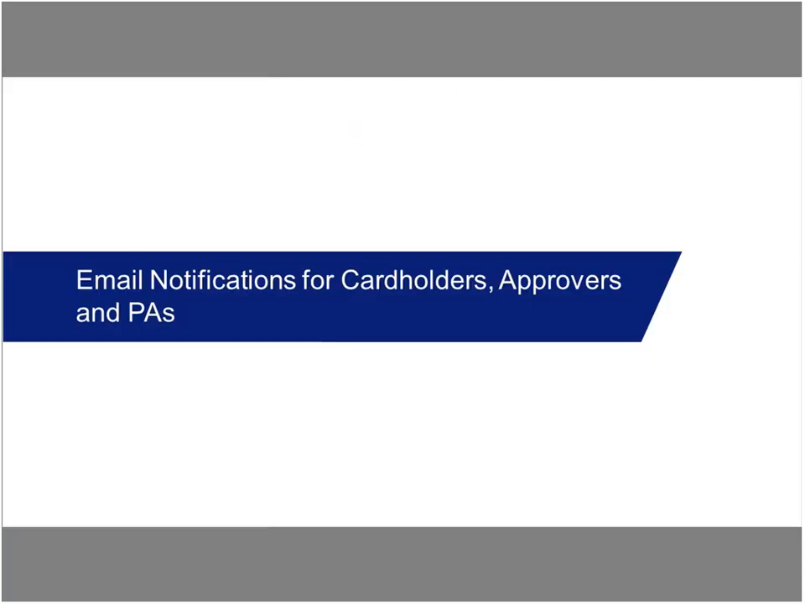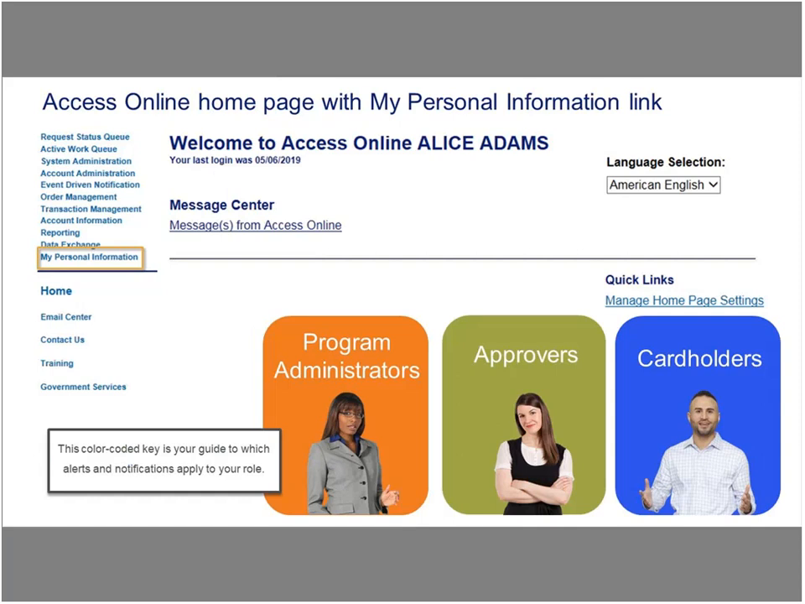So we'll start with email notifications. And the email notification options are located under My Personal Information in the home page, and these are available for all groups. We've made these color-coded boxes here, so these will make more sense in a second, and it'll help you a little bit with the guide of which email notifications are relevant to which system users or members of your program.